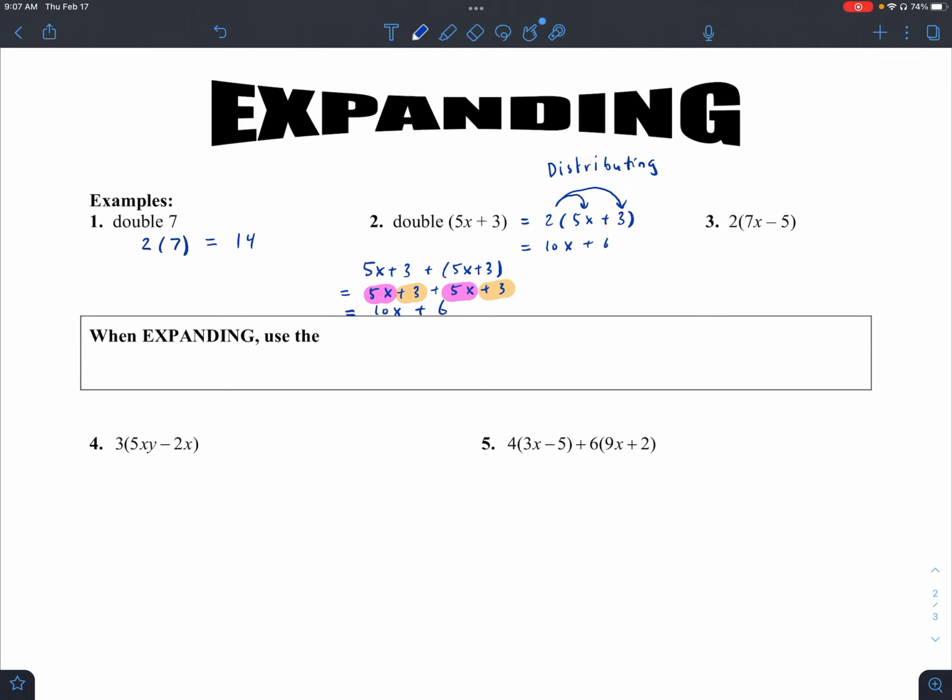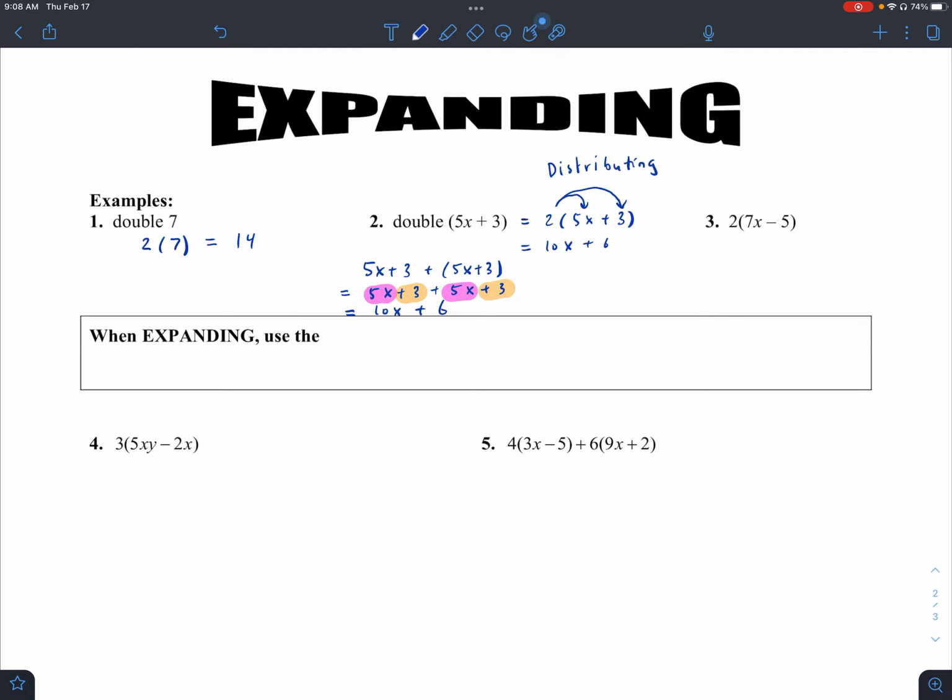Distributing is when you take a number that's outside the brackets and you multiply the coefficients or terms inside by that number. So if you're multiplying 5x by 2, you're just multiplying the coefficient 5 by 2. It becomes 10. And then if you're multiplying 3 by 2, that's 6, right? That's called a binomial, by the way. When you have 2 unlike terms being added or subtracted, it's called a binomial. Bi means 2, so it's made up of 2 terms.